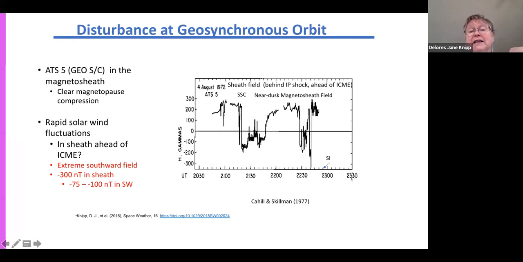So all of a sudden it goes southward. Now this would be a compressed field by about a factor of 4. So the IMF field was probably about minus 50 nanotesla for a number of hours. This is the first storm sudden commencement, the first shock. Then the field goes northward again, and then it oscillates wildly.